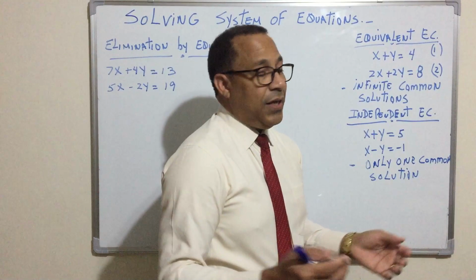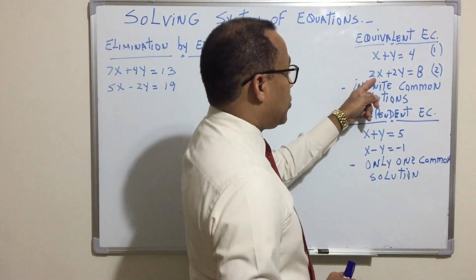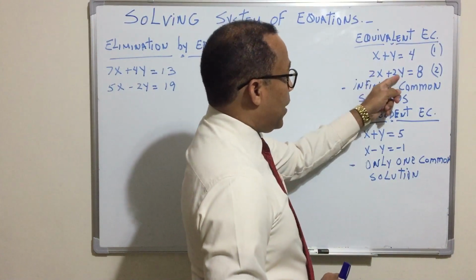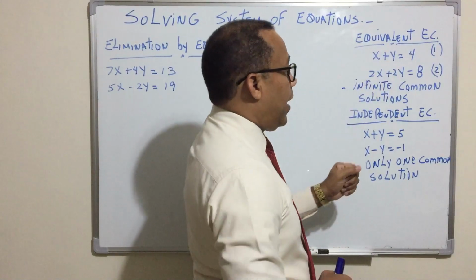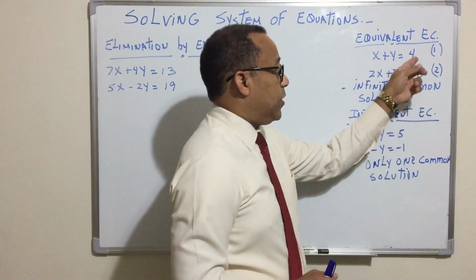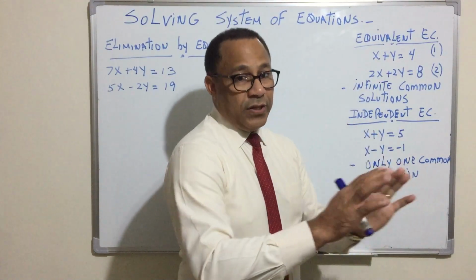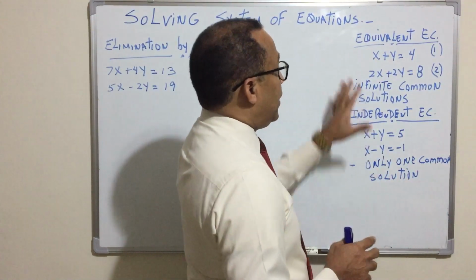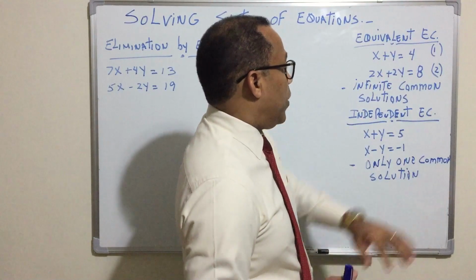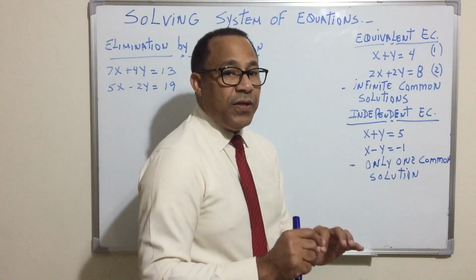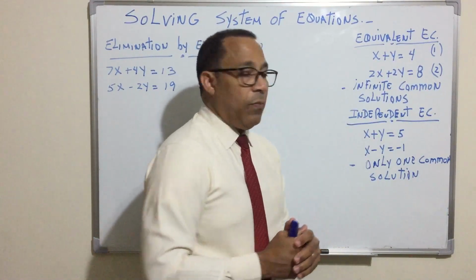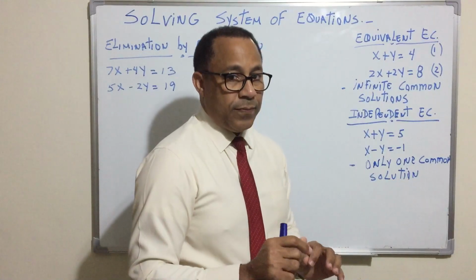The same as if you divide: 2x divided by 2 is x. If you divide 2y divided by 2 is y. And if you divide 8 divided by 2 is 4. So this is why it is called equivalent equations. A system of equivalent equations has an infinite number of common solutions.